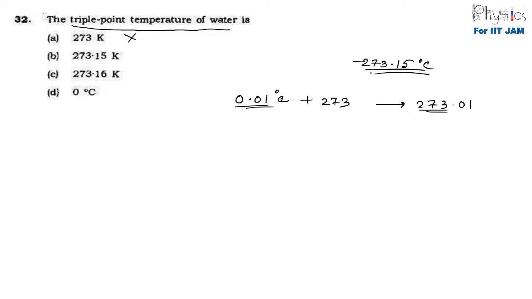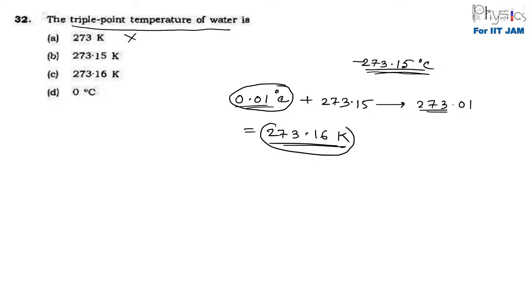Because our absolute zero temperature is minus 273.15 degrees Celsius, that is 273.15, and our answer is 273.16 Kelvin. It is the triple point temperature of water. This is our triple point temperature of water. That is option C.